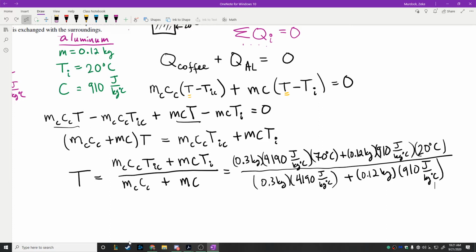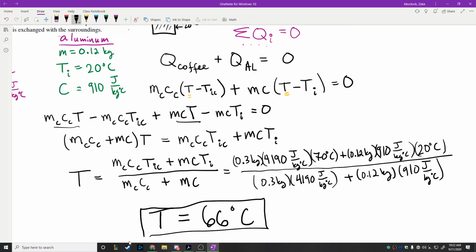Anyone get an answer? Oh, look, you guys have 66 degrees Celsius. Cool. All right, you guys all got the same answer, so I'm gonna kind of assume it's right. We could also try to figure out if that's a reasonable number, so let's do that too. So our final answer you're saying is 66 degrees Celsius. Now, is that reasonable? Let's think about this.